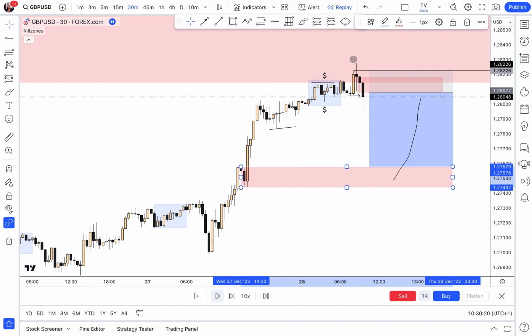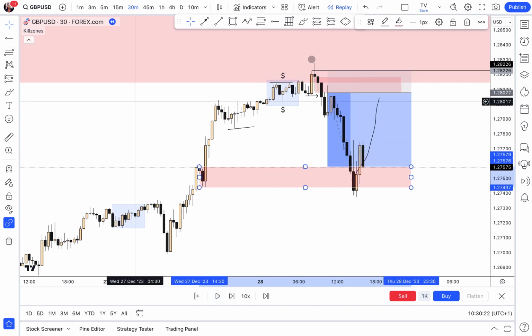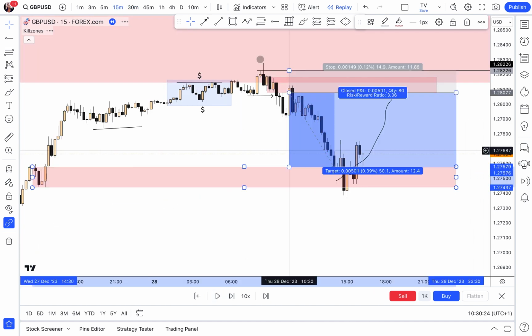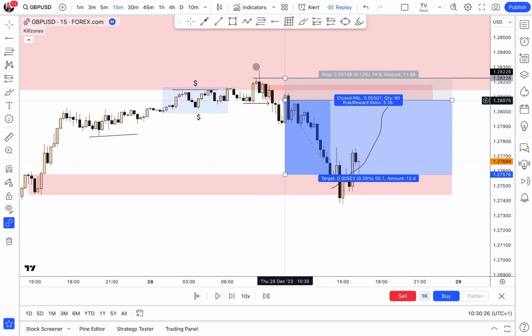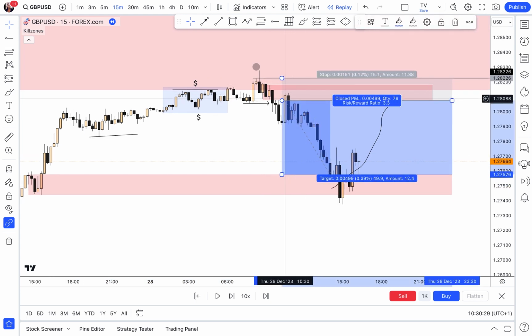So now let's see what we have right there. As you can see, let's move down to a lower time frame. Market tapped in at this demand level. Market mitigated this demand level, and take profit was hit.